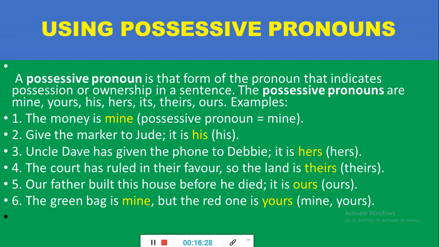Now let's look at examples of how we can use possessive pronouns correctly in English sentences. Sentence number 1. The money is mine. The possessive pronoun here is mine.